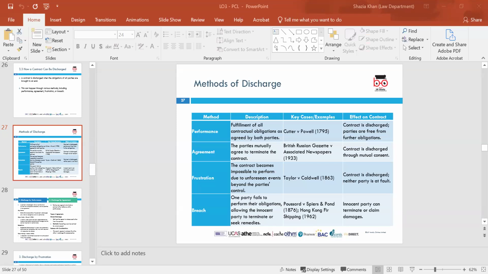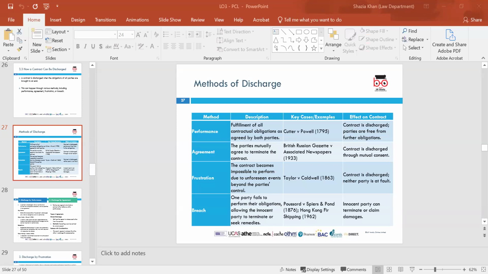The next one is by agreement. Contracts may also be discharged if both parties mutually agree to release one another from the contractual obligations. There are two main scenarios that lead to this. First, neither party is able to fulfill their contract obligations, which is a relatively straightforward process, as both parties would generally agree to release each other from the contract, as it serves both of them equally. However, things get more complicated when one party has already fulfilled their end of the contract while the other party has not. In such cases, a form of consideration is required in order to discharge the contract through mutual agreement. The case in regards to that is British Russian Gazette and Associated Newspapers, 1933, and the effect on the contract is that it is discharged through mutual consent.